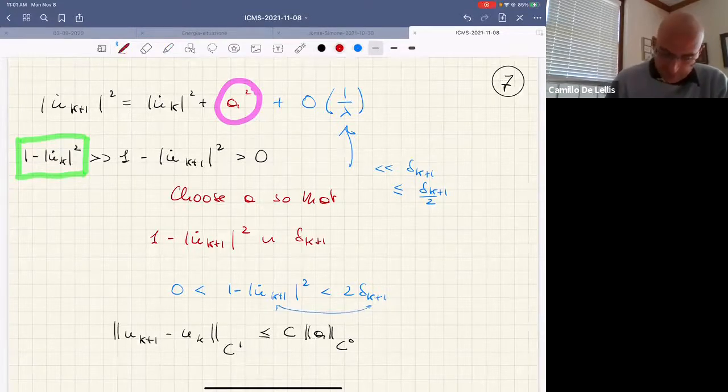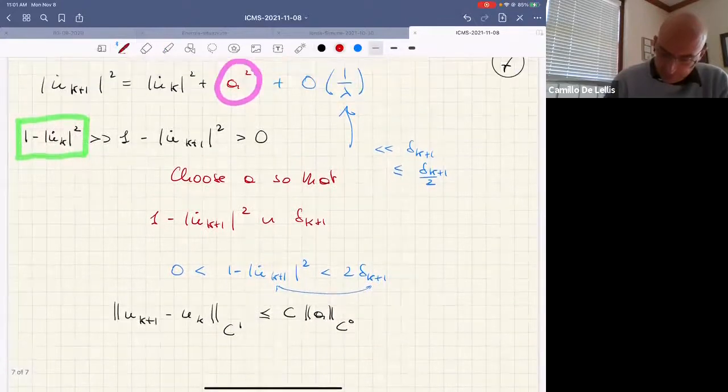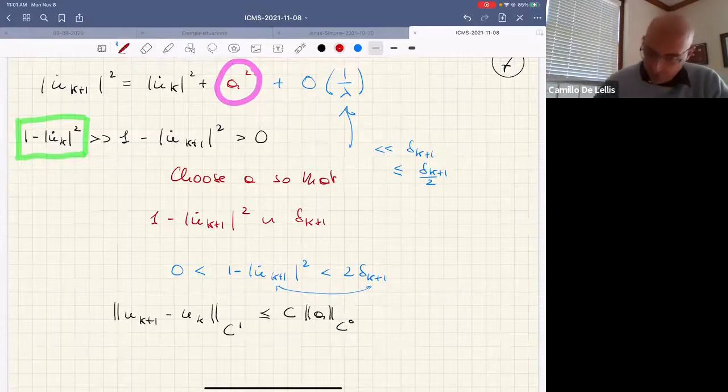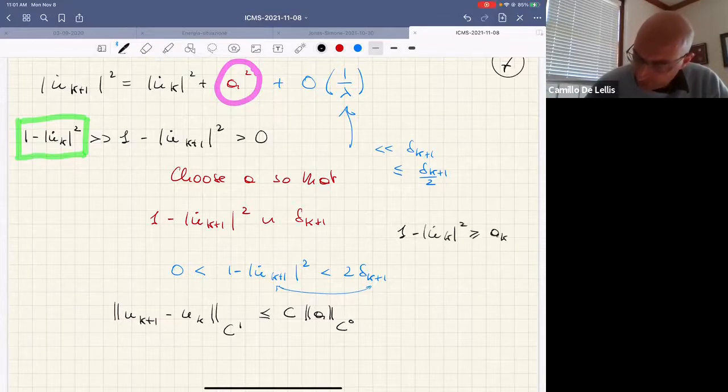Okay, so now it's easy to see that somehow this choice of a, because you don't want |Duk|^2 plus a^2 to actually exceed 1. So you certainly have the inequality that 1 minus the modulus of uk squared is bigger or equal than ak squared.